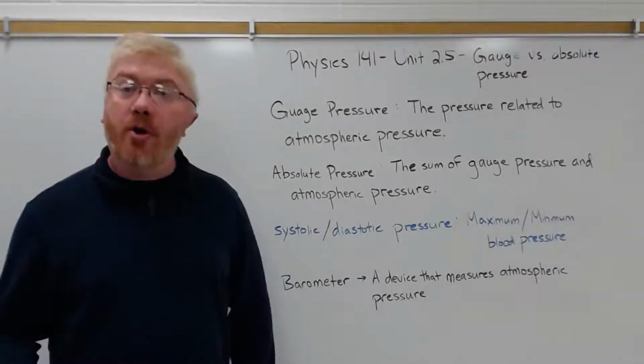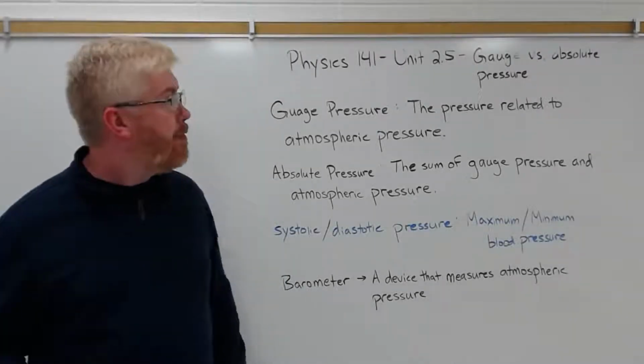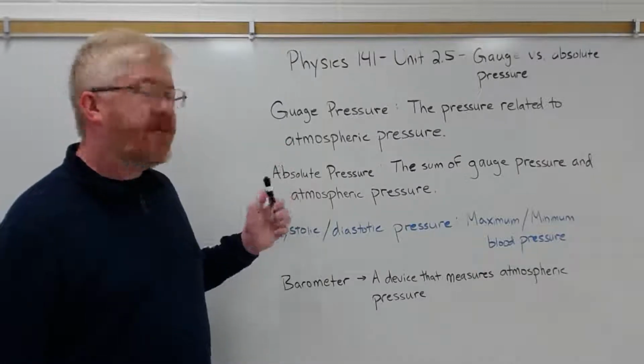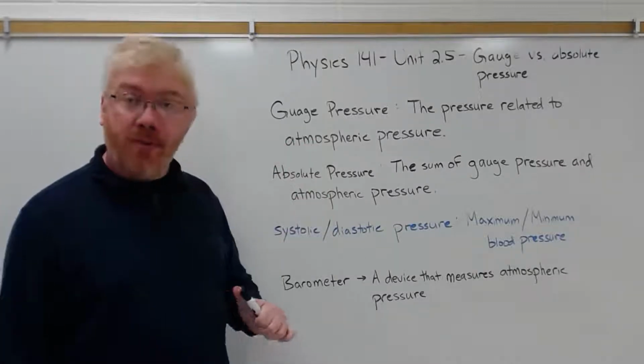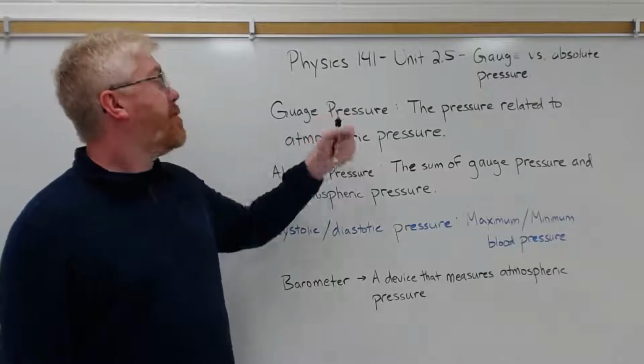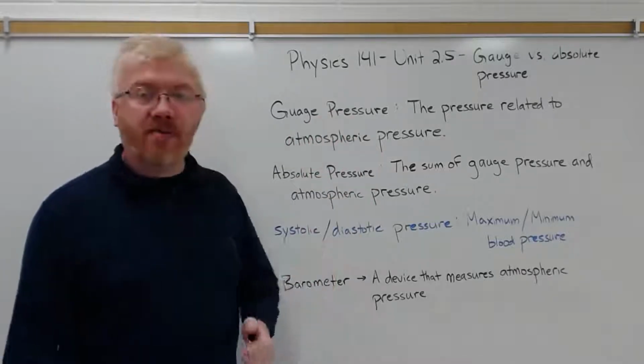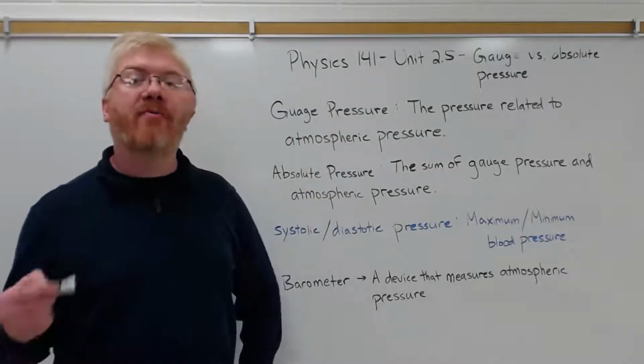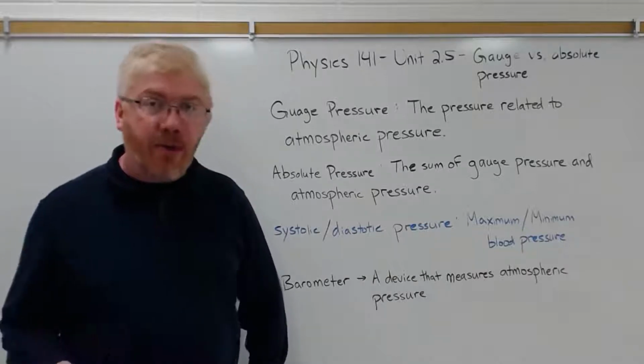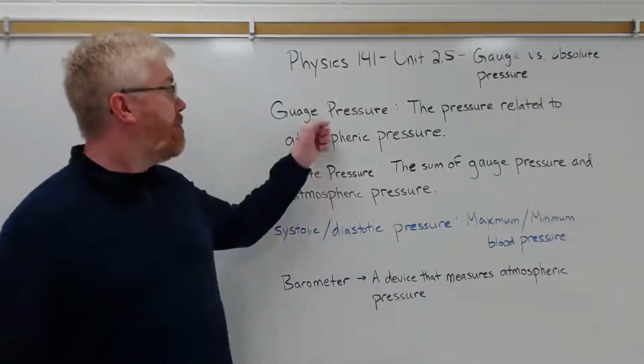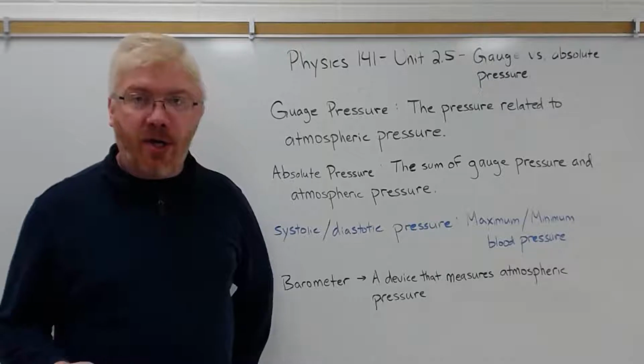Here we look at some terms dealing with pressure, specifically two different types of pressure, gauge pressure and absolute pressure. Gauge pressure is just the pressure related to the atmospheric pressure. It's the pressure above or below the atmospheric pressure. And most of you are actually familiar with using gauge pressure.